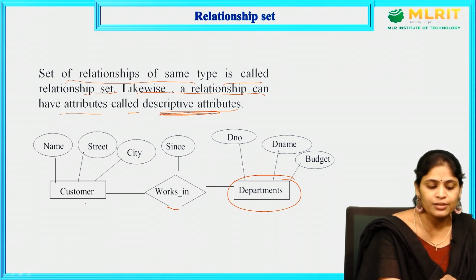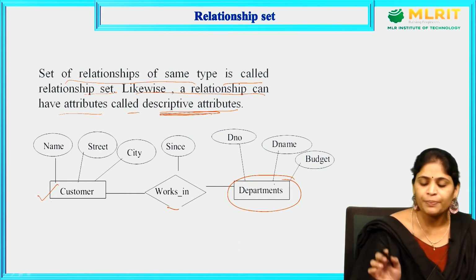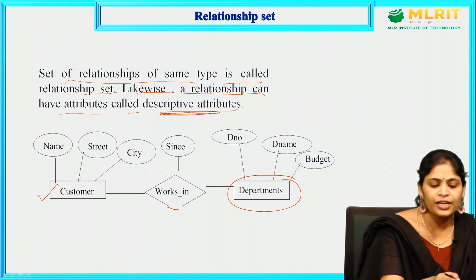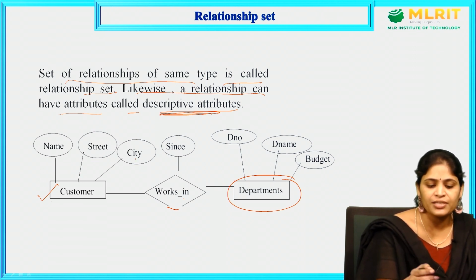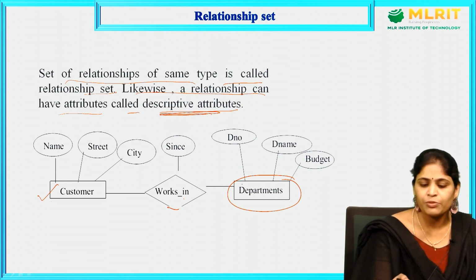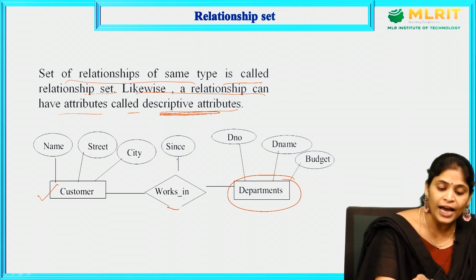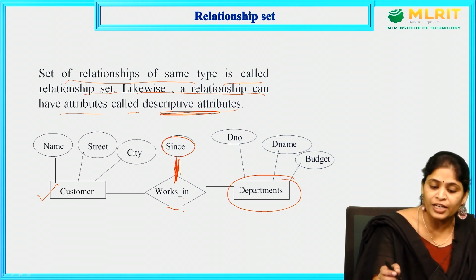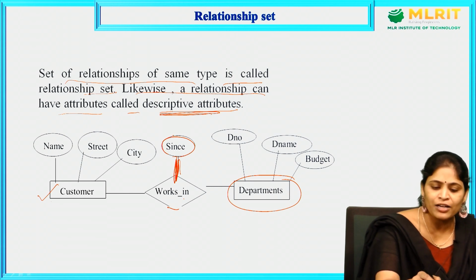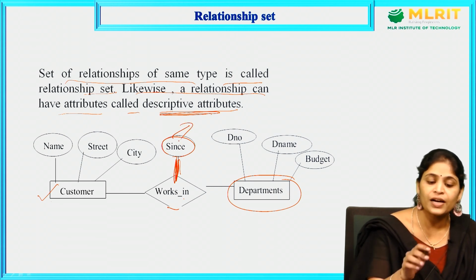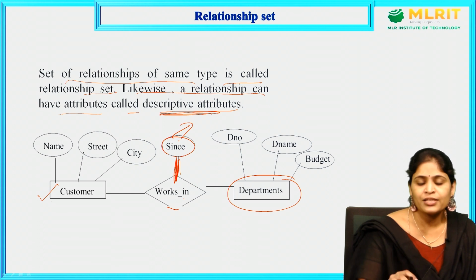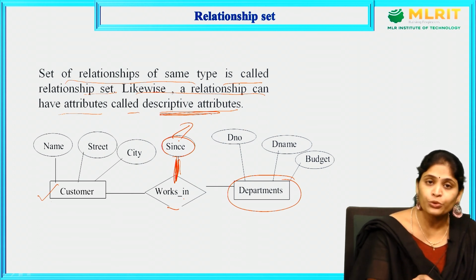Here, let us consider this example. Customer works in department. The customer can have attributes like name, street and city. Departments can have attributes like department number, department name and budget. Here the attribute since is related to the works in relationship. That means a customer works in a department from a period. This attribute represents the time period, and that attribute is called a descriptive attribute, which is related to a relationship.